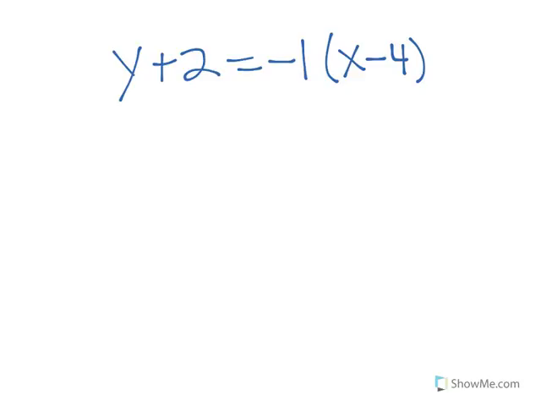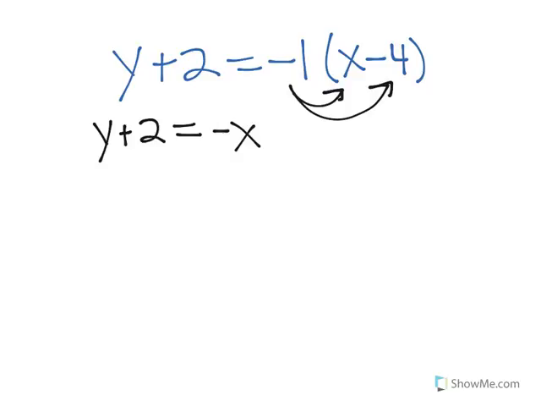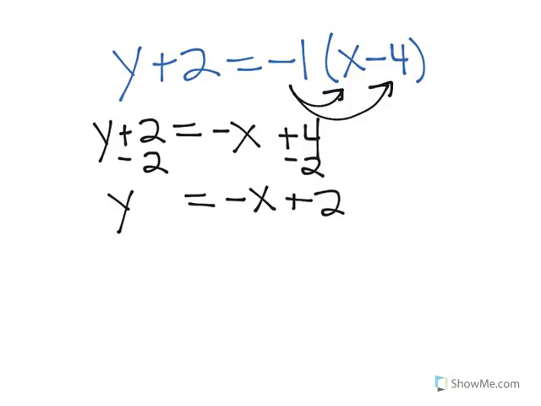So I'm going to distribute my -1, and I get y plus 2 is equal to -x plus 4. I'll now subtract a 2 from both sides, and I get y is equal to -x plus 2.